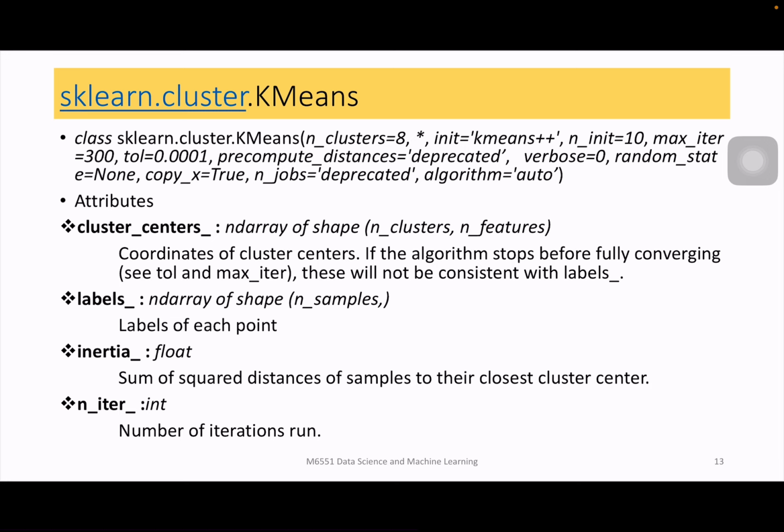The class sklearn.cluster.KMeans has n_clusters equal to 8 and init equal to k-means++. The attribute cluster_centers_ is an ndarray of shape giving the coordinates of the cluster centers. If the algorithm stops before fully converging, it will not be consistent with labels_. labels_ is an ndarray of shape giving the label of each point. inertia_ is a float, the sum of squared distances of samples to the closest cluster center, and n_iter_ is the number of iterations run.